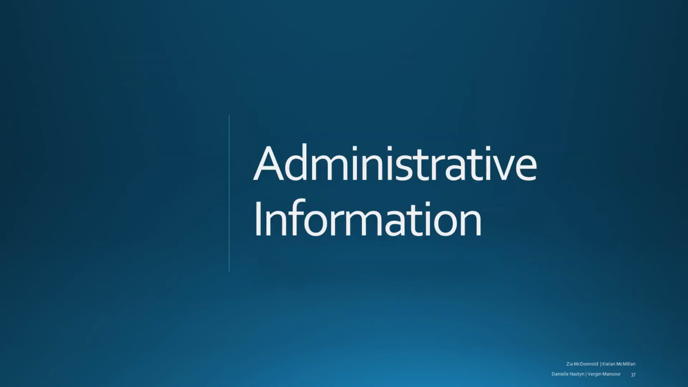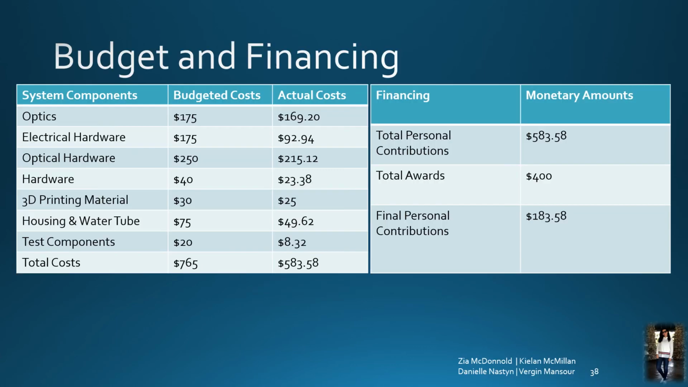Administrative information. In this slide, as you can see, we have made two tables to express the budget and financing. The first table shows the budget cost and the actual cost of each system component that we have. And we have successfully stayed within the expected margins. On the second table, however, you can see the financing categories that we have used in order to pay for those components. We have three categories in that table: the total personal contribution, the total awards, and the final personal contribution.